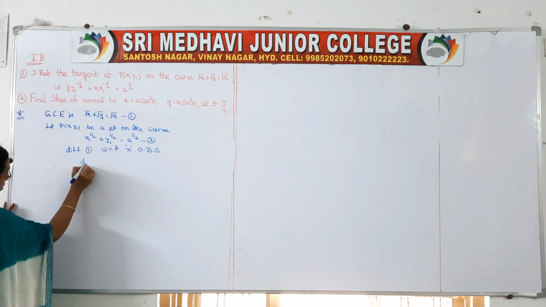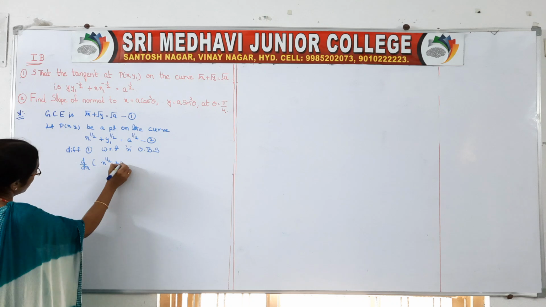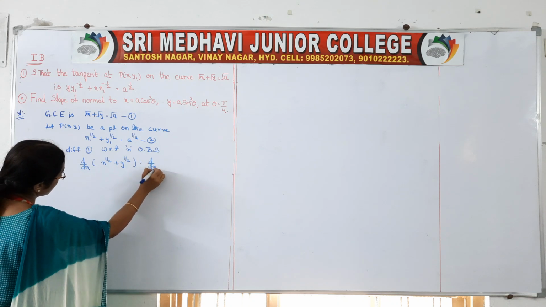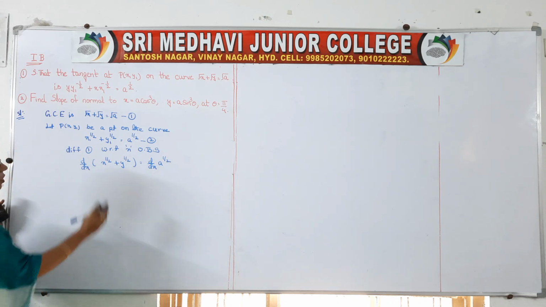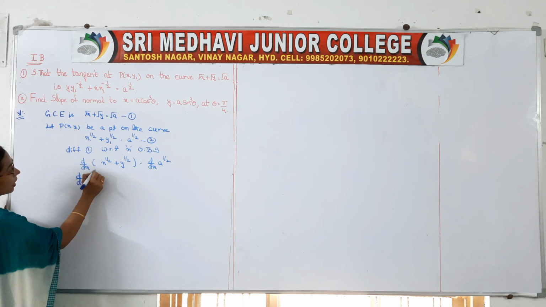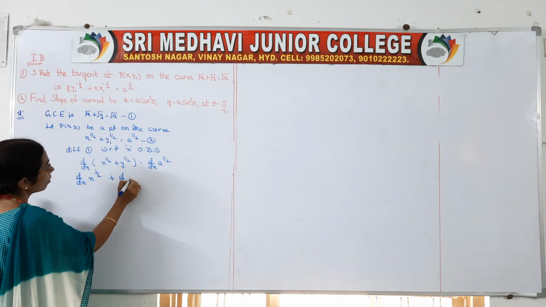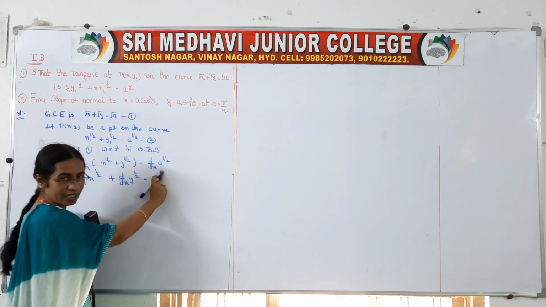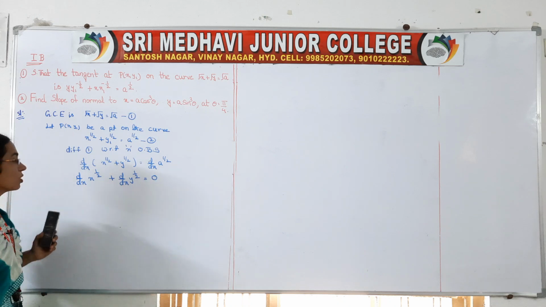So come on, d by dx of x to the power of 1 by 2 plus y to the power of 1 by 2 is equal to d by dx of a to the power of 1 by 2. So it is d by dx of x to the power of 1 by 2 plus d by dx of y to the power of 1 by 2. Derivative of a constant: a is a letter, letters and numbers are constants, so it is equal to 0.